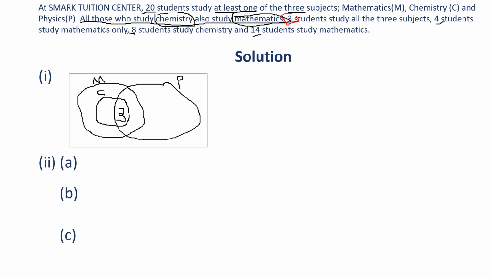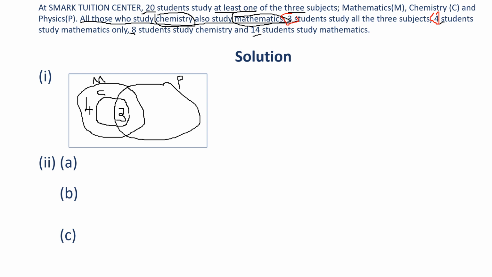Then we are told that 4 students study mathematics only. Here is our 4. They study mathematics only, meaning we'll enter that 4 directly in mathematics, where mathematics is not intersecting with any of the other 2 sets. So here is where we will enter our 4.